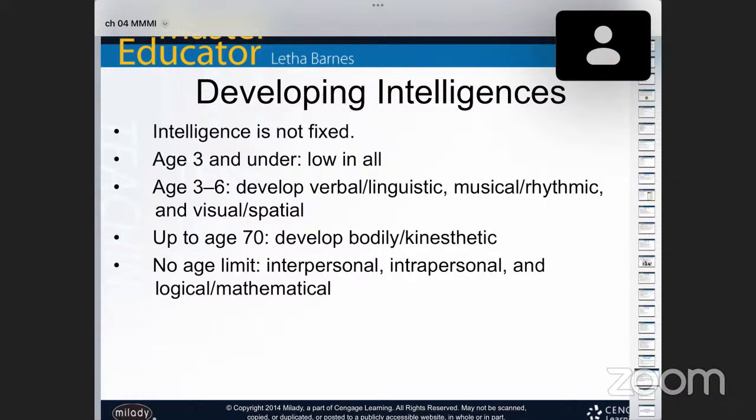Yes, they say intelligence is not fixed, so it can be changed, it can be adapted. So at age 3 and under, they're learning. Then from 3 to 6, they develop verbal, so now their words are coming, visual, they want to see it, and rhythm with music. So when I say my niece is all of these, up to age 70 you're going to develop bodily kinesthetic intelligence. You're always evolving up to a certain age, 70. Can you imagine from 3 to 7? You're just evolving in your intelligence.